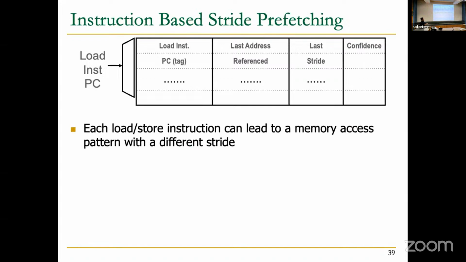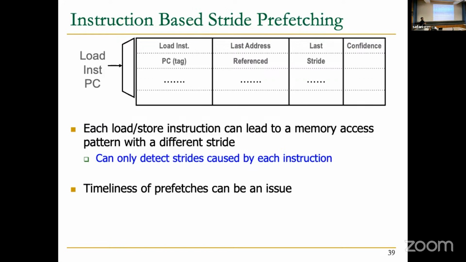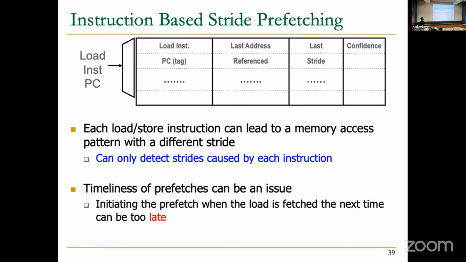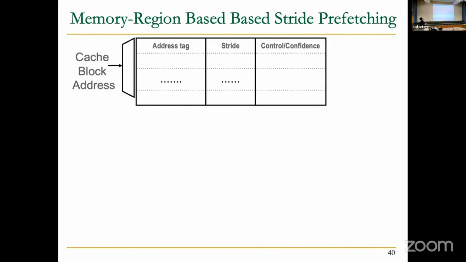Each load and store instruction can lead to a memory pattern with a different stride, and that's what we can observe here also. But it can only detect strides that are caused by each individual instruction. So, as I said, if you expect a stride to be repeating across different instructions, then this might not be useful. That's going to be addressed by the next prefetcher, which is the memory-region-based prefetcher.